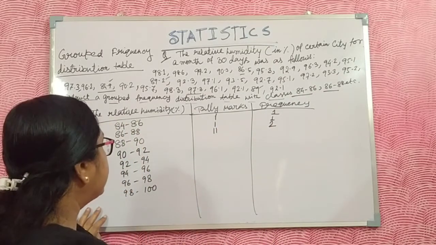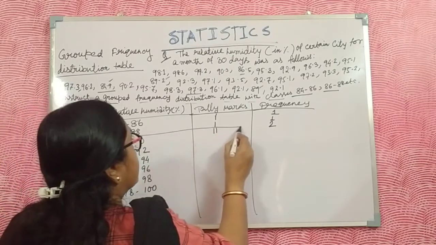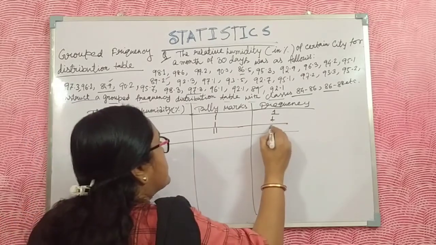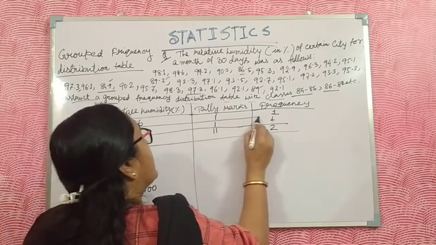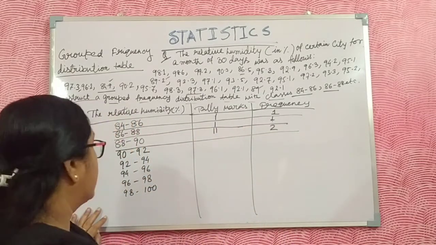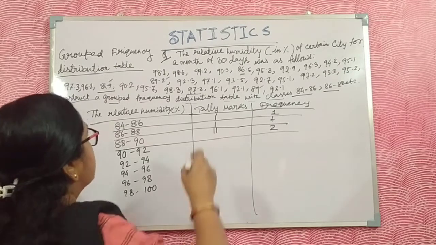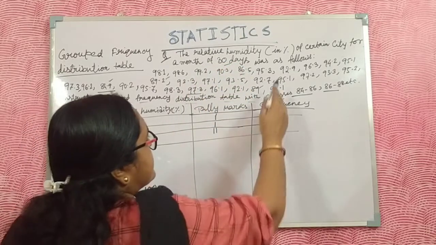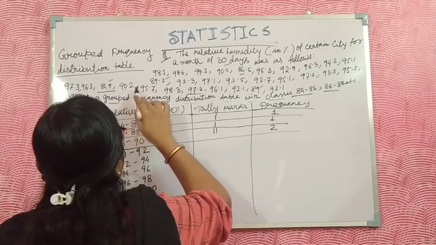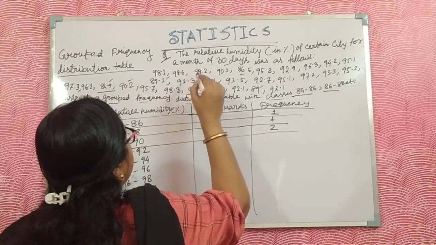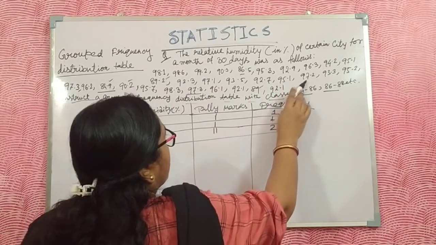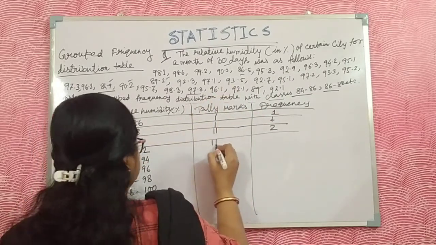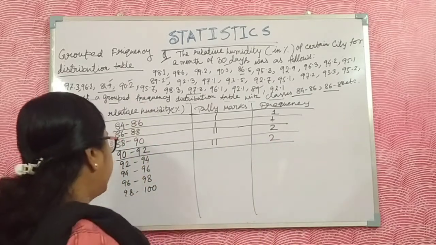Then 90 to 92. This is too difficult to track, so mark which group each value is in and draw a line. For 90 to 92, here is 1, and the other values are greater than 92, so not included. So 90 to 92 is also 2.